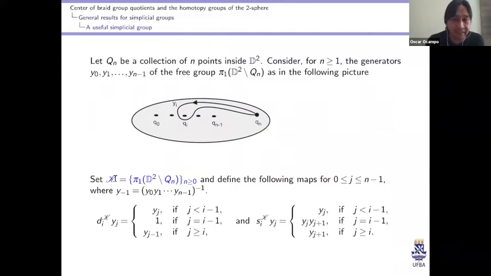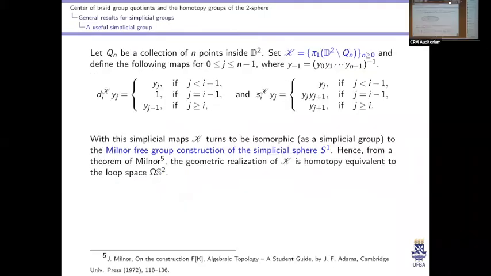We have this calligraphic K given by the fundamental groups of this punctured disk. We know that these groups are free groups, and we define the following maps. It's very natural to define these maps when we know some basic facts about simplicial groups given by free groups, in particular the Milnor free group construction of the sphere S1. So we define these maps. These maps are in fact simplicial maps. They satisfy the simplicial identities.